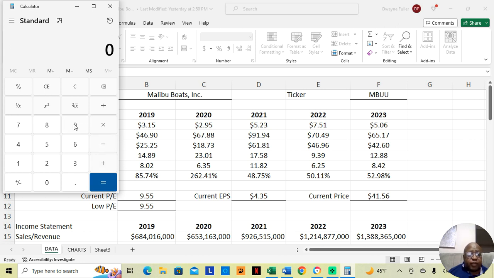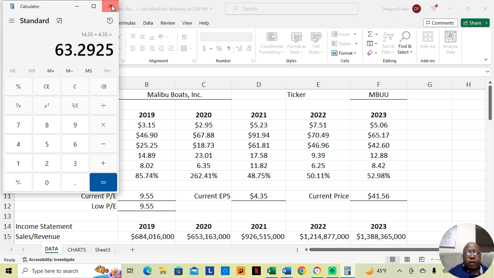So let's say 9.55, the current PE, plus 5 equals 14.55 times 4.35 equals 63.29. So we see that Yahoo gave their estimate in that $50 range, but based on PE ratio I see that this could possibly go to $63.29 in the next 12 months. Not an exact science, but just a guess.